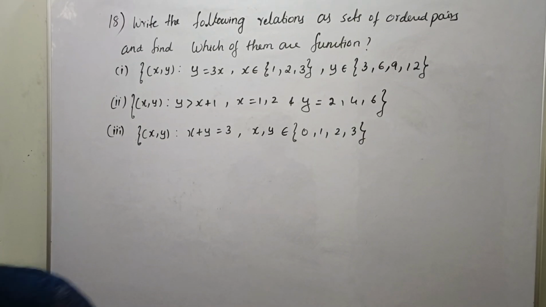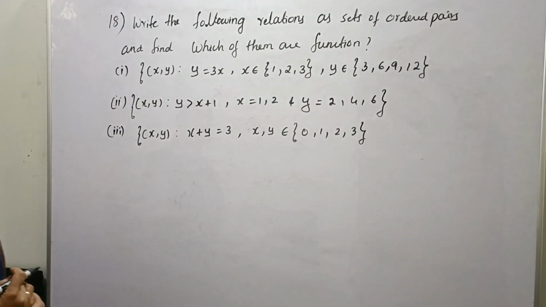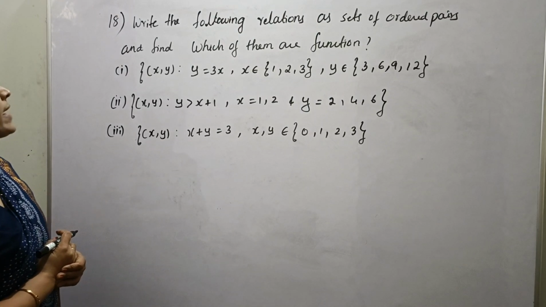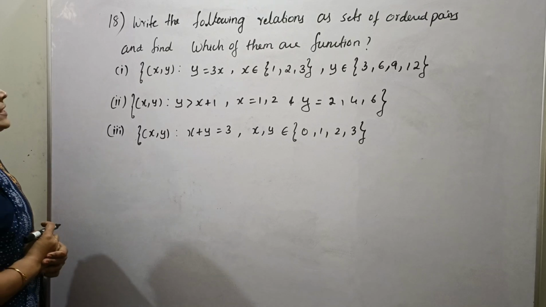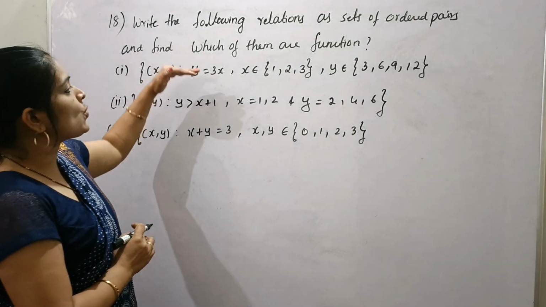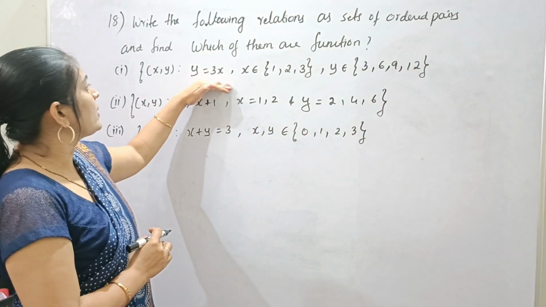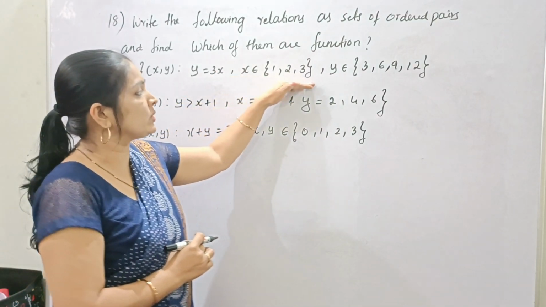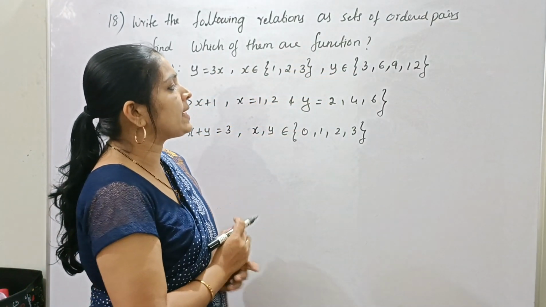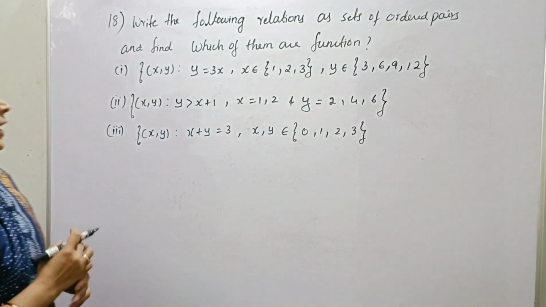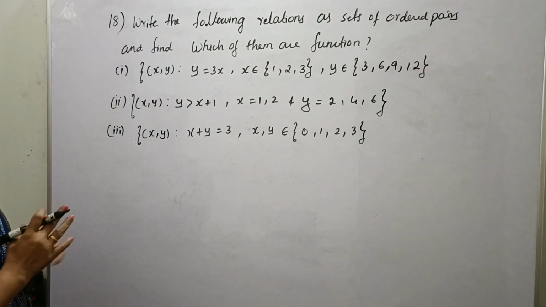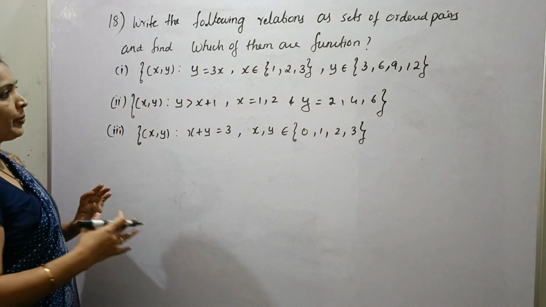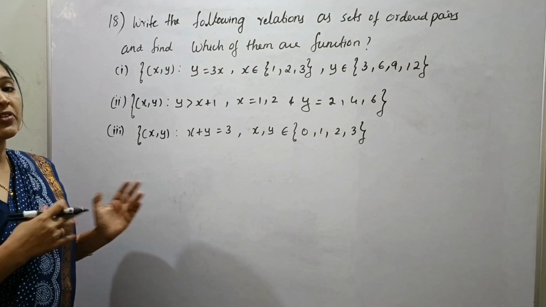Look at the next question. Write the following relations as sets of ordered pairs and find which of them are functions. Okay, so first one: the set of all (x, y) such that y is equal to 3x, x belongs to the set {1, 2, 3} and y belongs to the set {3, 6, 9, 12}. Now we will write the relation in ordered pairs. After that, we will check whether it is a function or not.